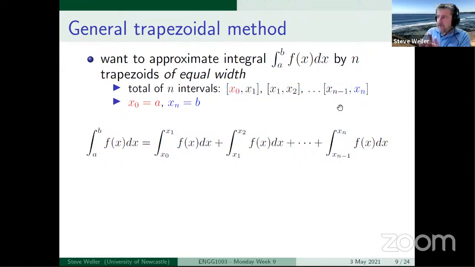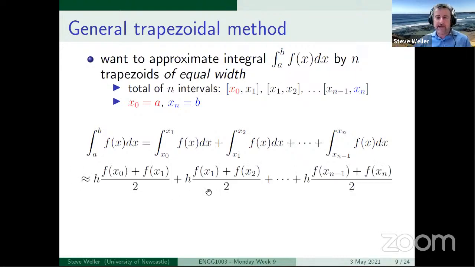Here they are written as adjacent subintervals. It's like a chain. The upper point of the first subinterval becomes the lower edge of the second, the second and the third, and so on up to the top. And I've used color coding here to represent that the lower limit of integration is A, so x0 is equal to A, and the upper limit is equal to B. So we're spanning the domain, the range, and we're covering it. And so here's the general rule.